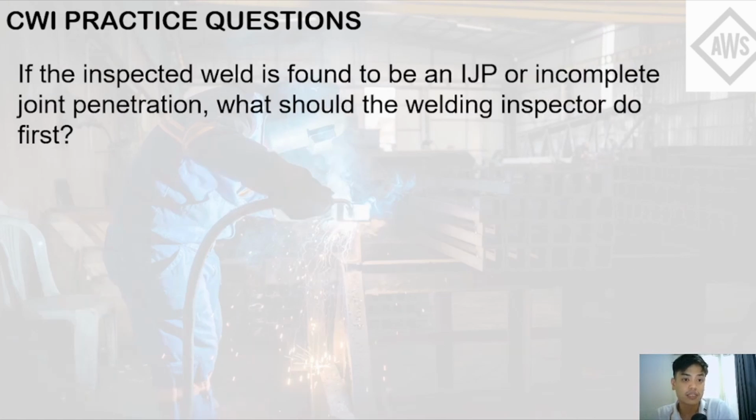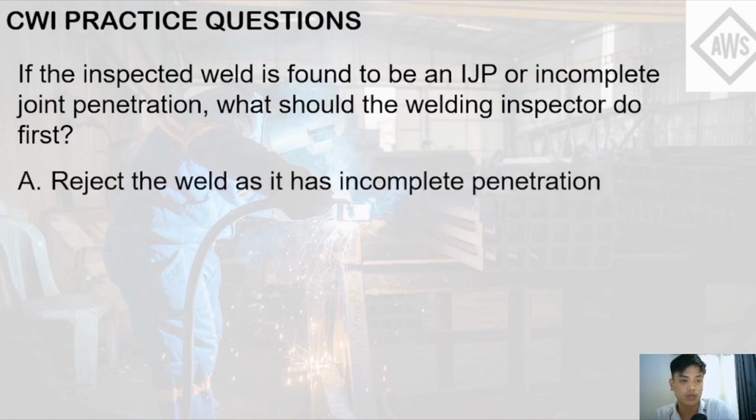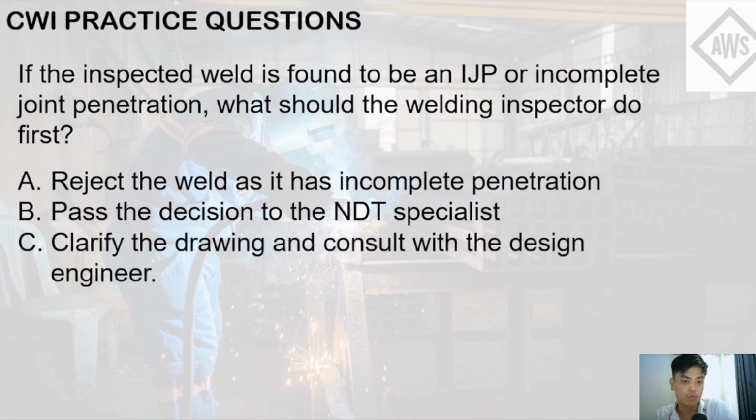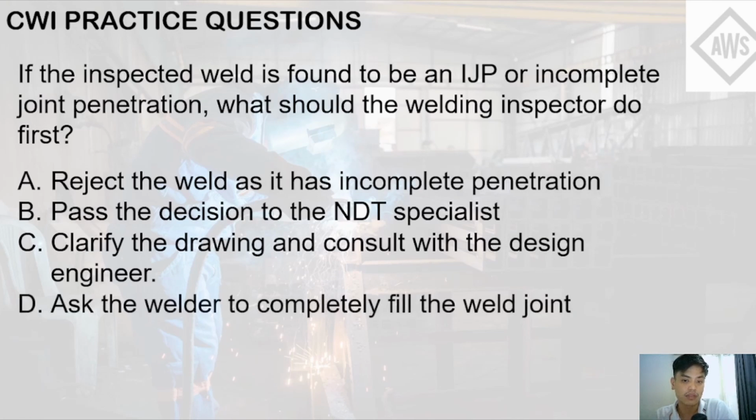Next question. If the inspected weld is found to be an IJP or incomplete joint penetration, what should the welding inspector do first? So this is basically a situational question. A. Reject the weld as it has incomplete penetration. B. Pass the decision to the NDT specialist. C. Clarify the drawing and consult with the design engineer. D. Ask the welder to completely fill the weld joint. This is part of the communication that the welding inspector needs to conduct during his day-to-day activity.